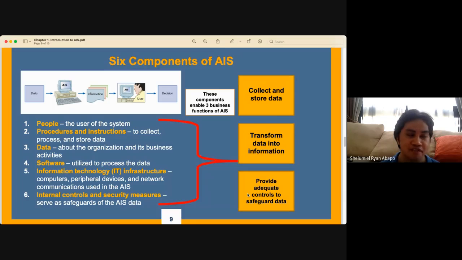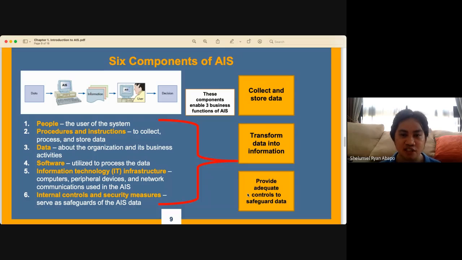a lot of discussions on internal controls, because internal controls do make sure that your accounting information is protected from unscrupulous individuals who would like to do anomalies. So you also protect the entry of wrong information into your system, and these will be addressed by your internal controls, which are basically preventive in nature, and security measures. Again, internal controls and security measures will serve as safeguards of your accounting information system.